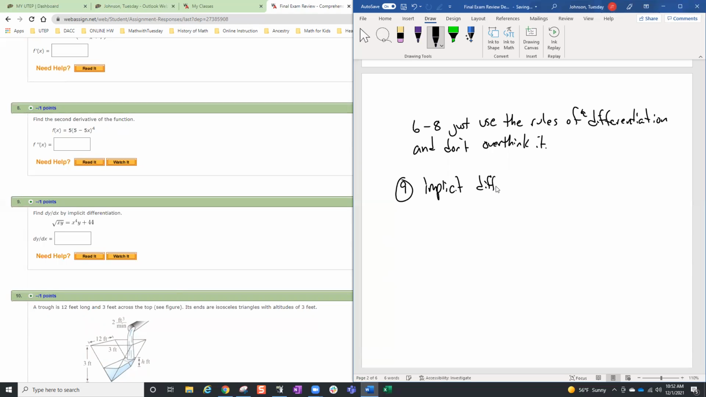Implicit differentiation always uses y as a function of x. So the derivative of y is dy/dx. All right, and our example is the square root of xy equals x to the 4th y plus 44.